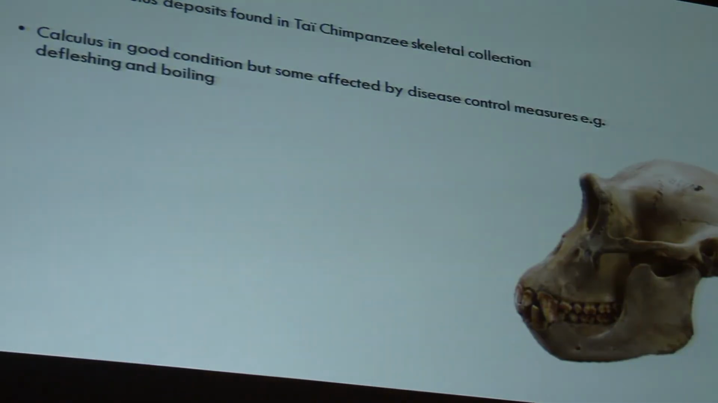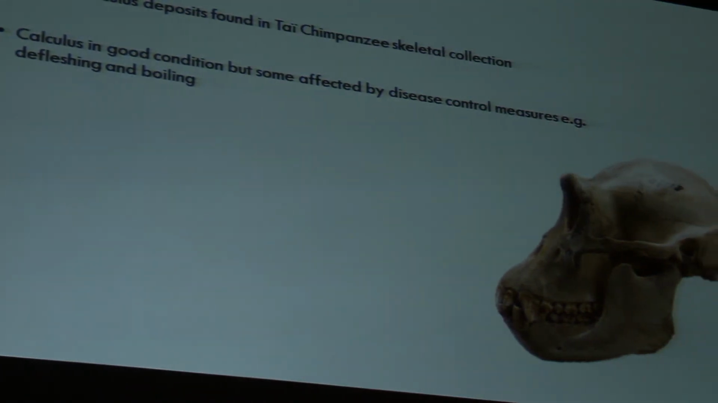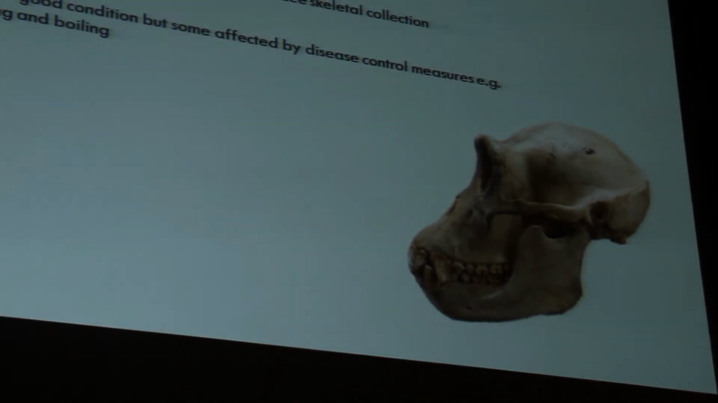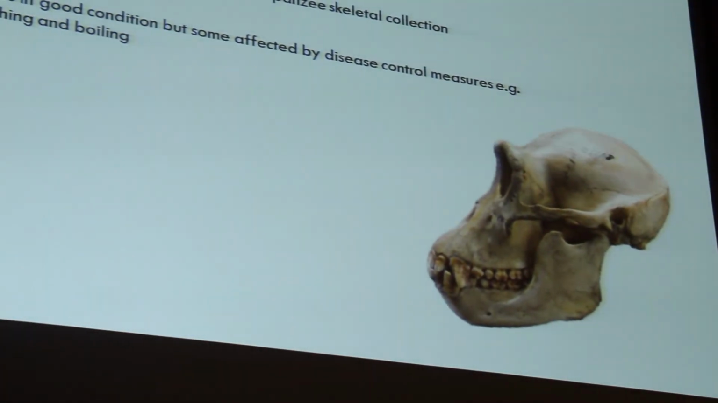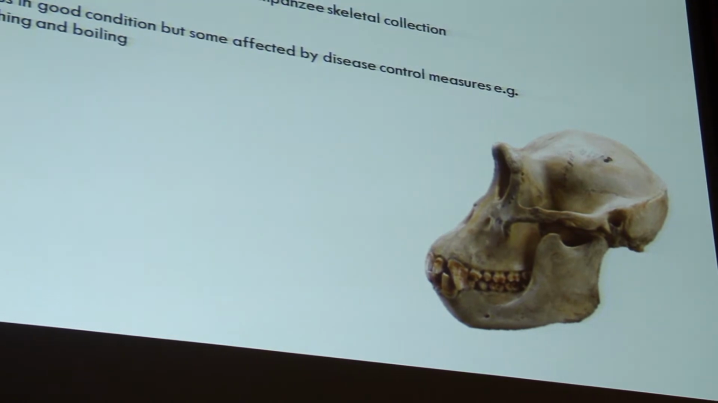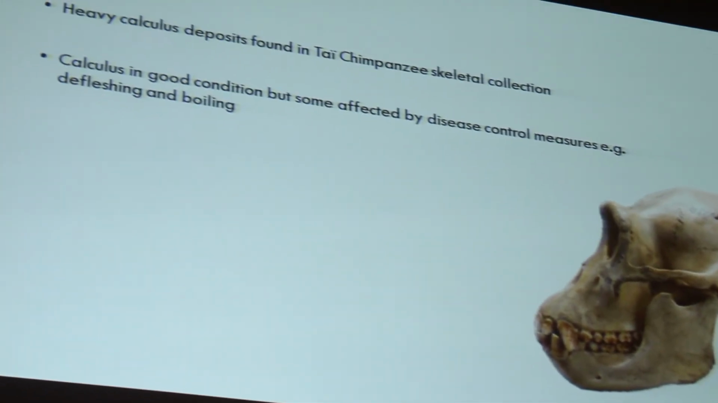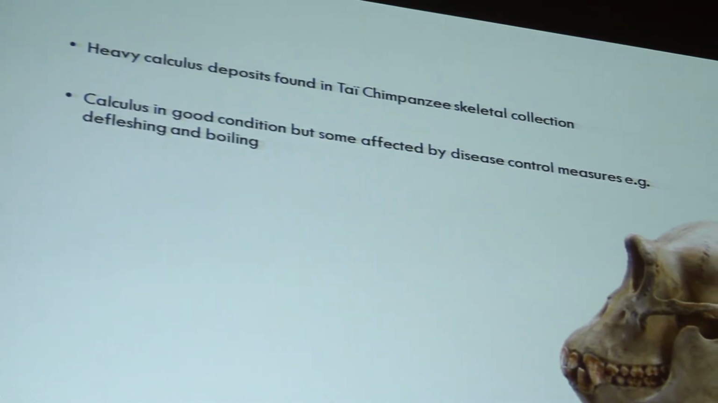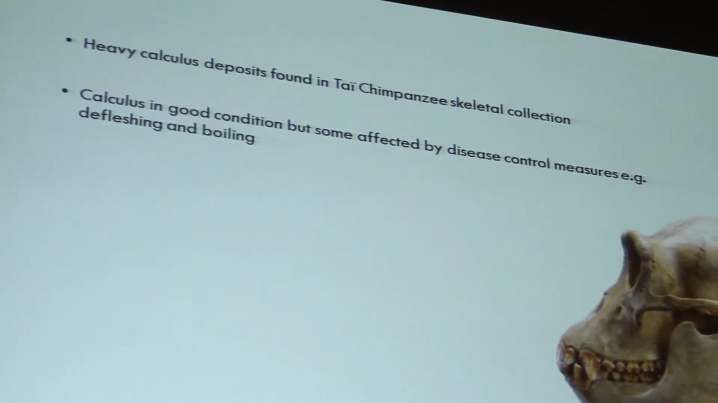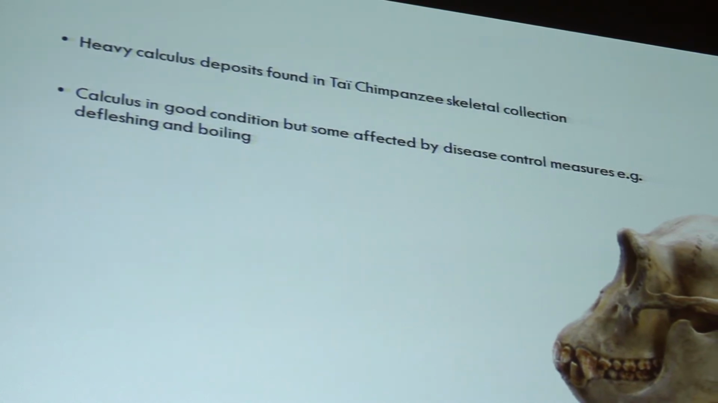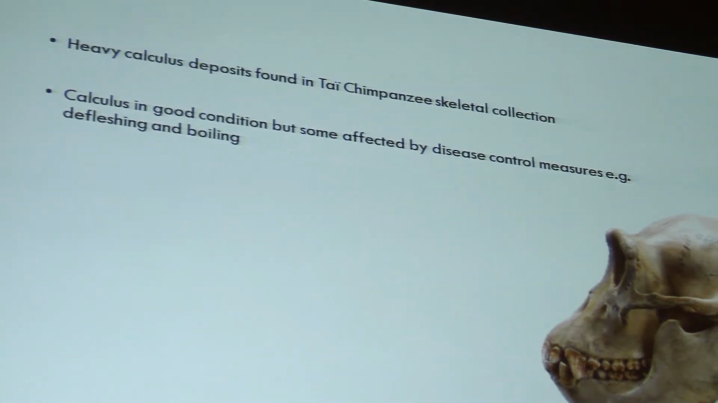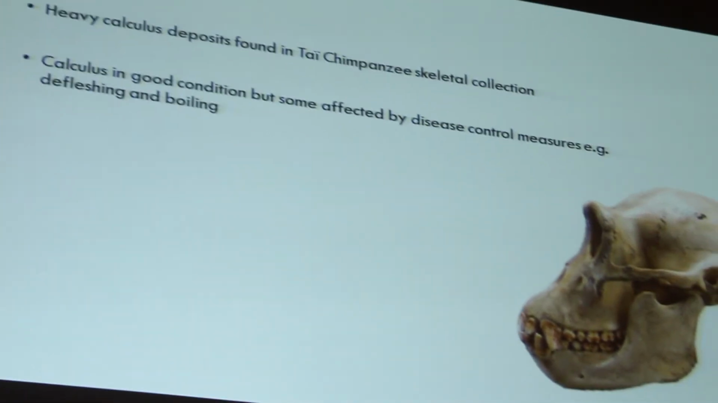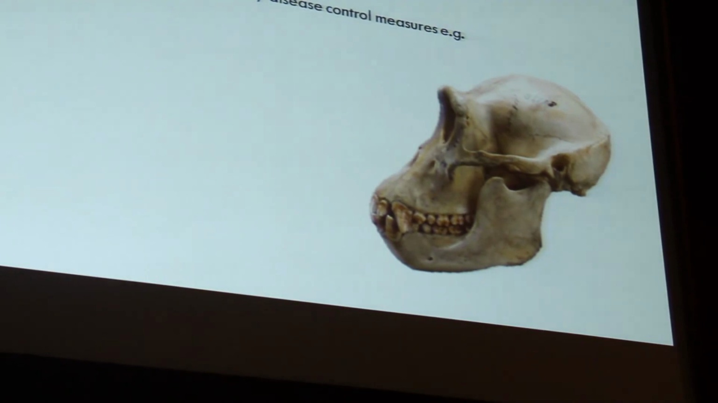So we looked at a skeletal population of this group of chimpanzees from the Ivory Coast, and this population is curated in Leipzig. We found that there's heavy calculus deposits in nearly every specimen. And the calculus was in relatively good condition, with only limited alteration, just with some measures to clean the skeletons to prevent any transmission of diseases that might be present in these wild groups.